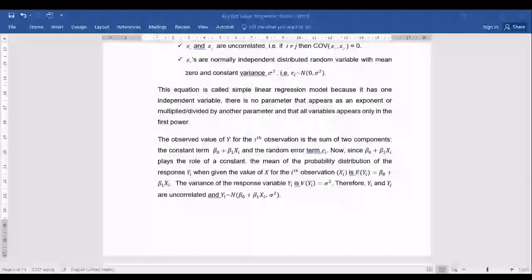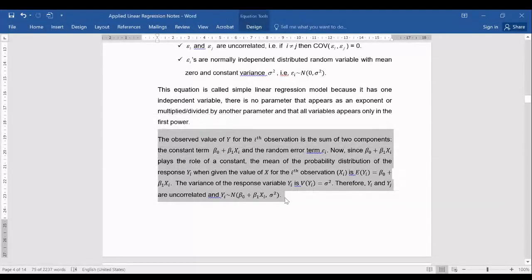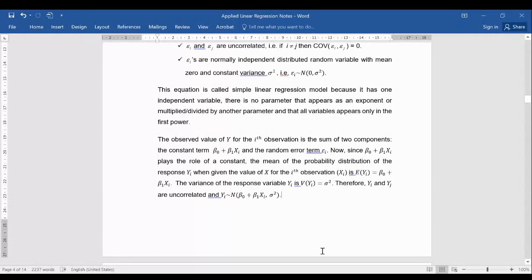Is it clear? So that explains this whole paragraph that is highlighted there. What I was doing there explains this entire paragraph that we're discussing.